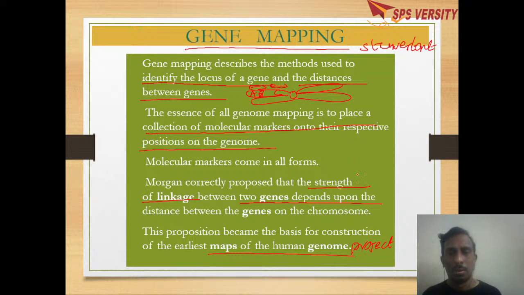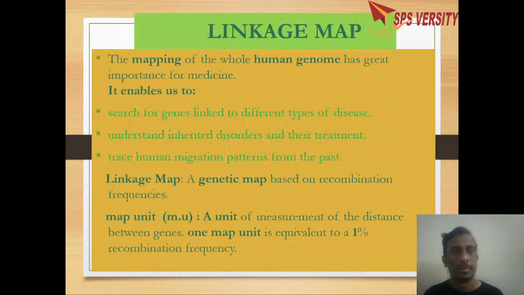So along with linkage and recombination, the Thomas Hunt Morgan experiment brought into the picture gene mapping, which is used in the Human Genome Project, and it is also used for molecular markers. So this is how the Thomas Hunt Morgan experiment has helped.